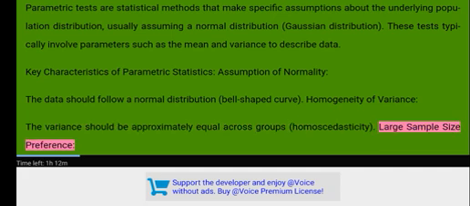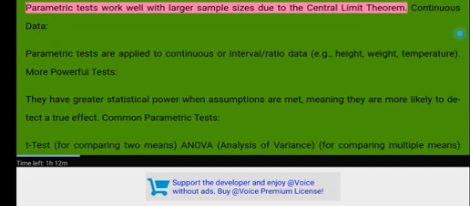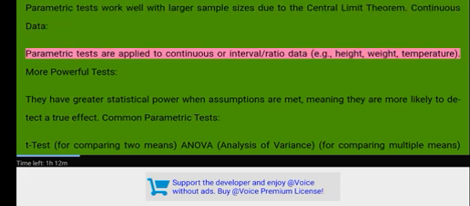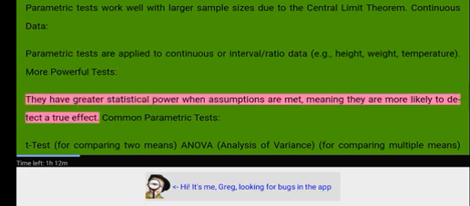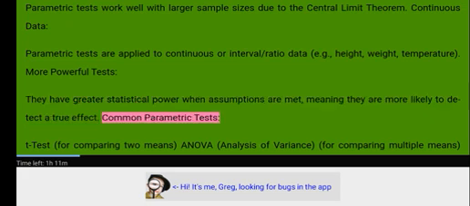Homoscedasticity. Large sample size preference: parametric tests work well with larger sample sizes due to the central limit theorem. Continuous data: parametric tests are applied to continuous or interval ratio data, e.g., height, weight, temperature. More powerful tests: they have greater statistical power when assumptions are met, meaning they are more likely to detect a true effect. Common parametric tests.